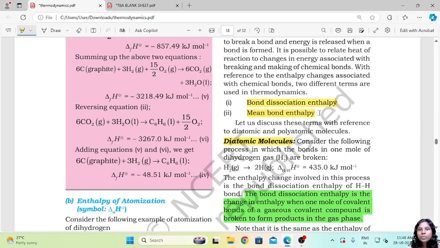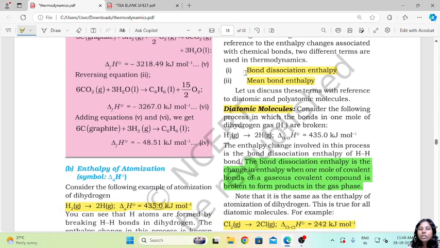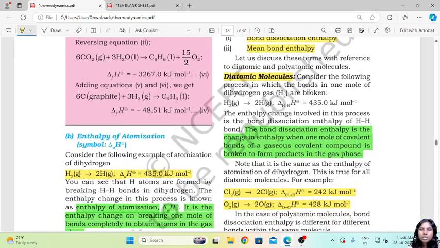With reference to the enthalpy changes associated with chemical bonds, we can define two different terms that are used majorly in thermodynamics. The first one is the bond dissociation enthalpy and the second is the mean bond enthalpy. Now we will understand what this bond dissociation enthalpy is.